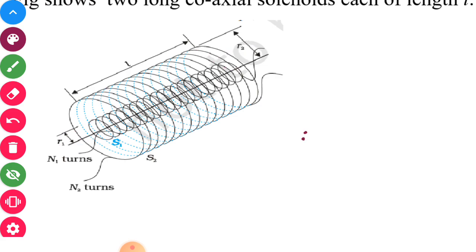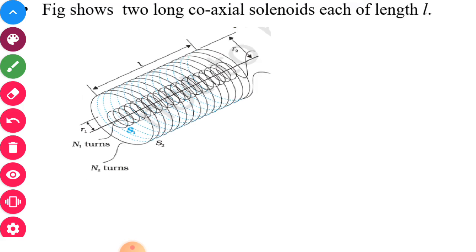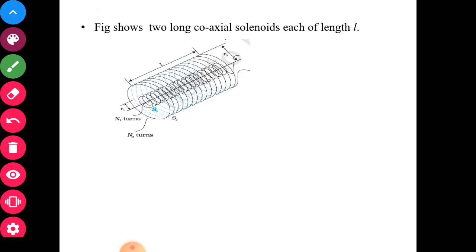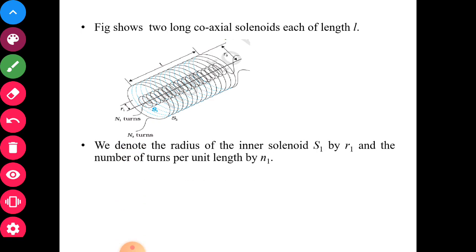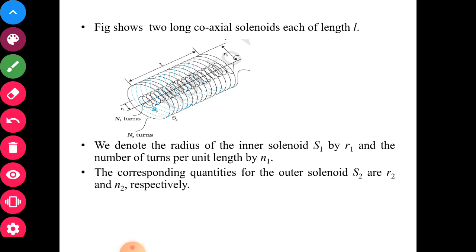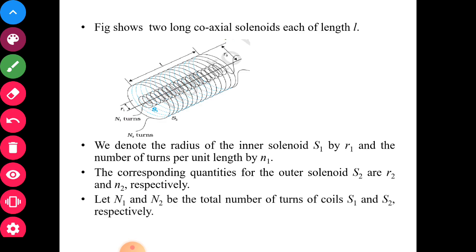These things are easy to understand from the figure. Their lengths are the same, the length is L. We denote the radius of S1, the inner one, as R1, and the number of turns per unit length of this inner solenoid is n1. Similarly, the outer solenoid has radius R2 and number of turns per unit length n2. The total number of turns are N1 in the inner solenoid and N2 in the outer solenoid, respectively.